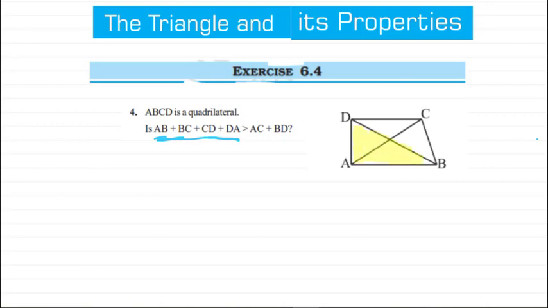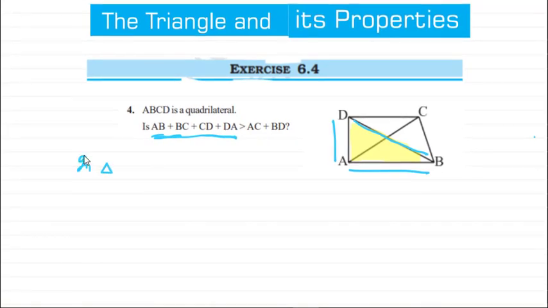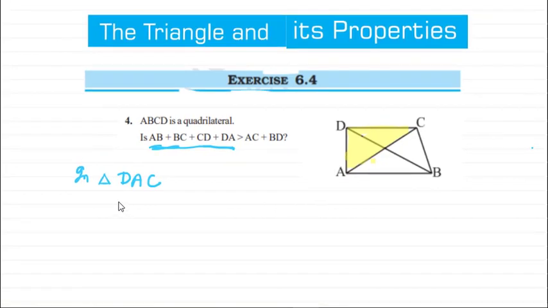So in this triangle, you can say that DA plus AB will be greater than DB. Okay, so in the same way you can continue. This way you can take the 4 triangles and then we will write the equations. So first I'm taking triangle DAC. Okay, so the previous one. In DAC you can write DC plus AD will be greater than AC.